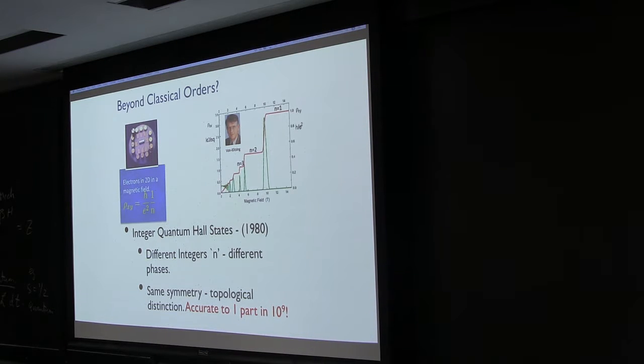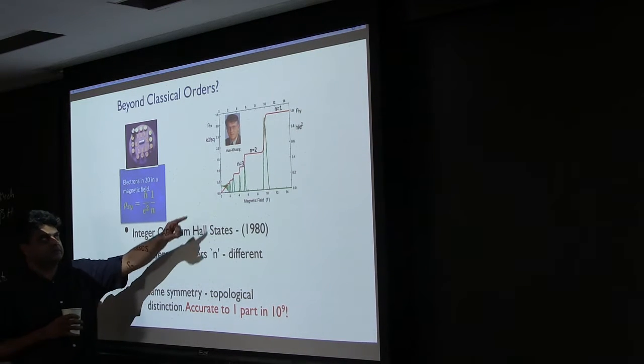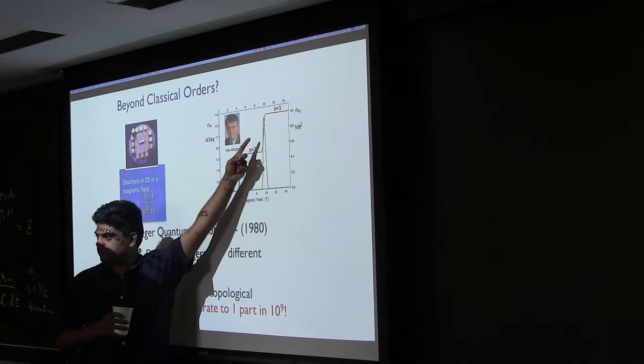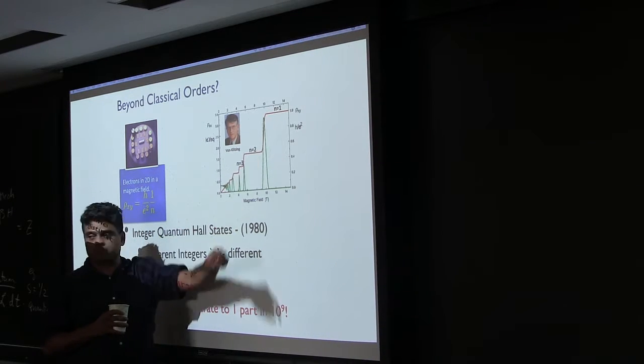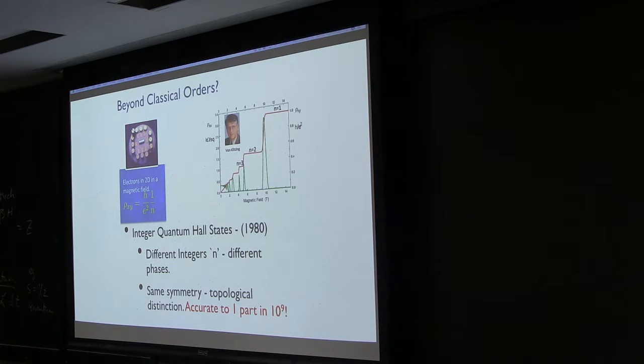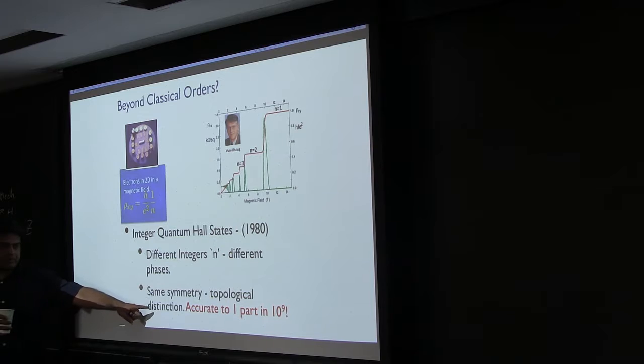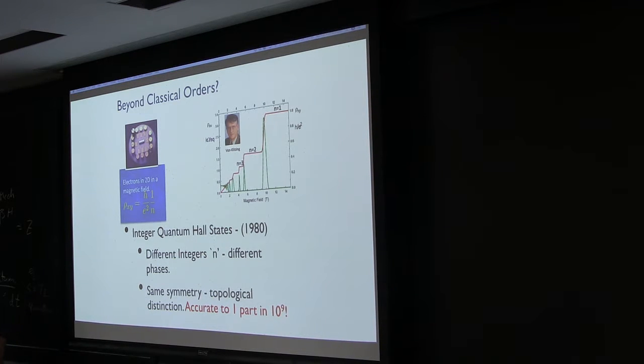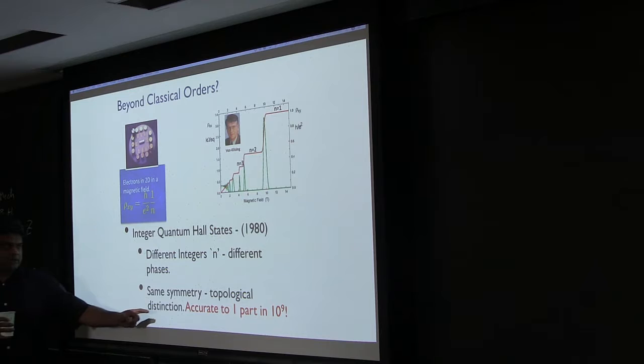Okay, so this is not one of the symmetry breaking types of distinctions. They have the same symmetry whether you're at n equal to 1 or n equal to 2. The distinction is on some other level, which is very topological. So again, a lot of the second part of the course will be concerned with states of matter that differ at the level of topology. It shouldn't be very surprising that topology plays a role in all of these kinds of discussions.